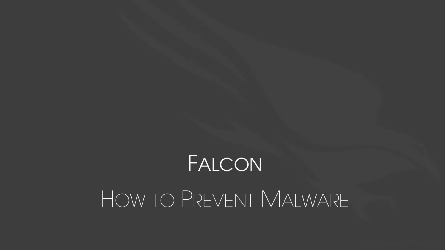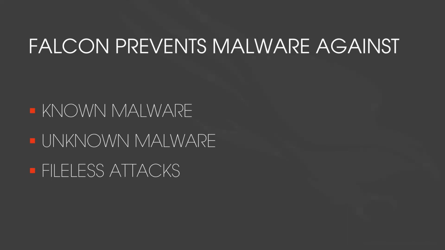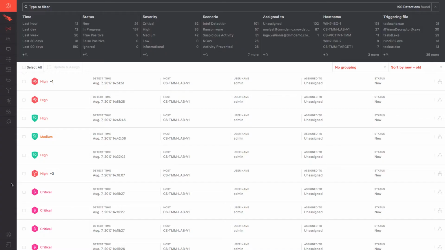Hi there. In this video, we're going to see how to prevent malware with Falcon. The Falcon platform uses multiple methods to prevent and detect malware. Those methods include machine learning for on and offline protection, exploit blocking, indicators of attack, and blacklisting. This unique and integrated combination allows Falcon to protect against known malware, unknown malware, and fileless malware. Let's see how to configure some of those features.